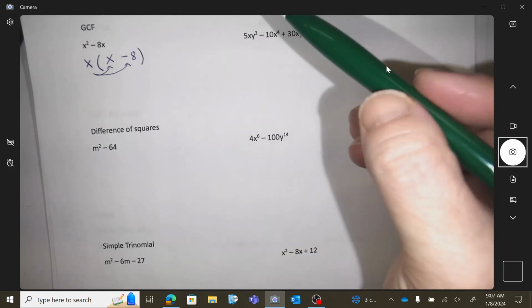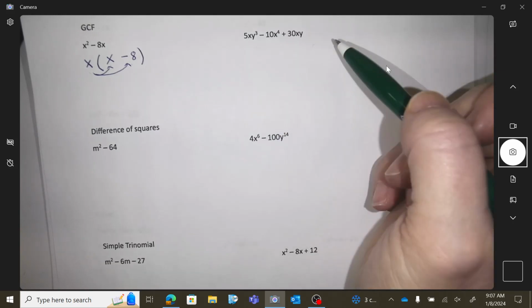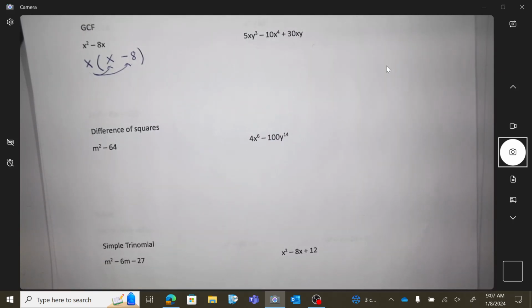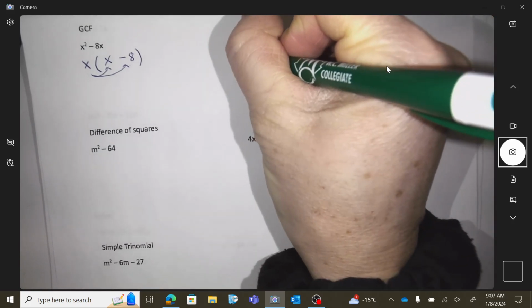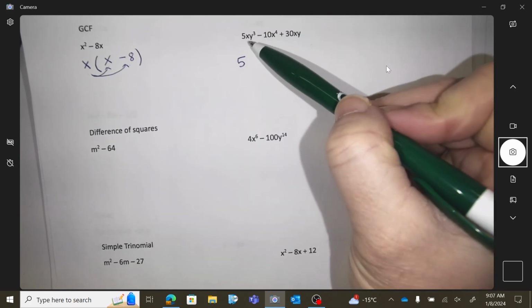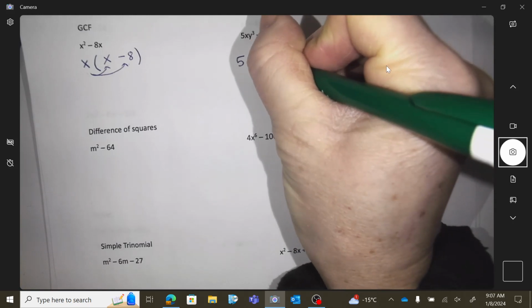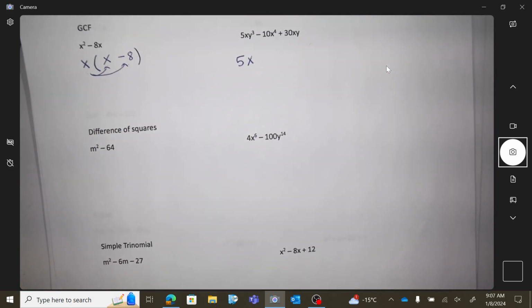Okay, so now in this, I'm going to scan all three, and what could all three be divided by? So you can think about numbers and then letters. So go through the numbers. What's the biggest number that you could do? All of them you could divide by 5. What's the most letters you can take out? All of them at least have one x in them.